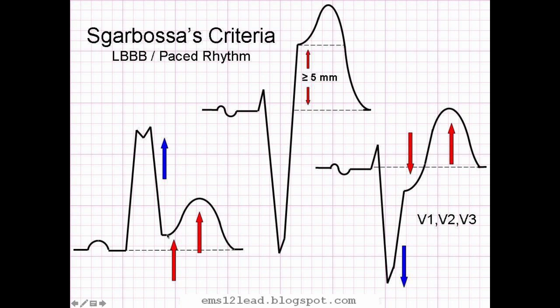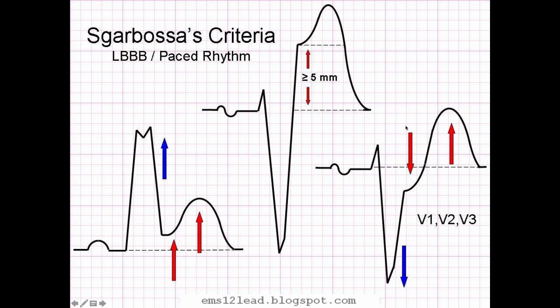So concordance with ST elevation, that's a BAM. You've got left bundle branch block and you are infarcting. So you can have both, right? 5 points right there, and automatic STEMI, code STEMI activation.